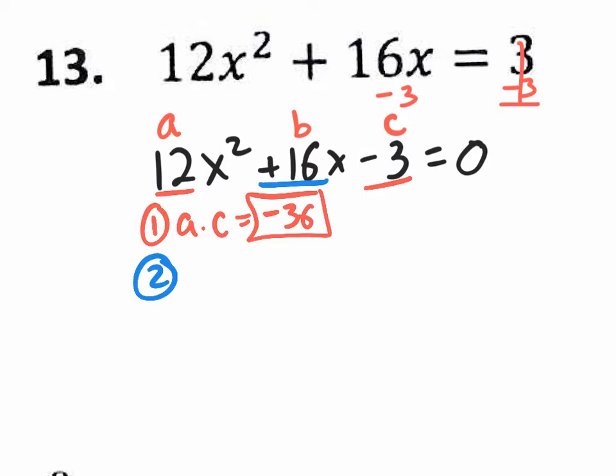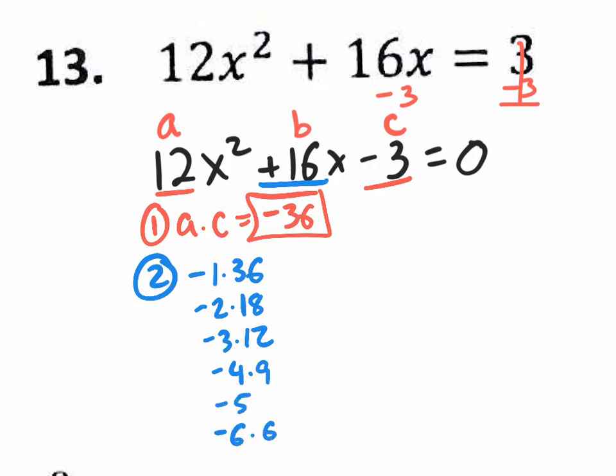Maybe the quadratic formula is the best. But let's continue. Let's try it at the very least. What times what is negative 36? Negative 1 times 36. Negative 2 times 18. Negative 3 times 12, negative 4 times 9, negative 5 doesn't work, negative 6 times 6. Those are all the pairs of numbers that multiply together to give me negative 36.